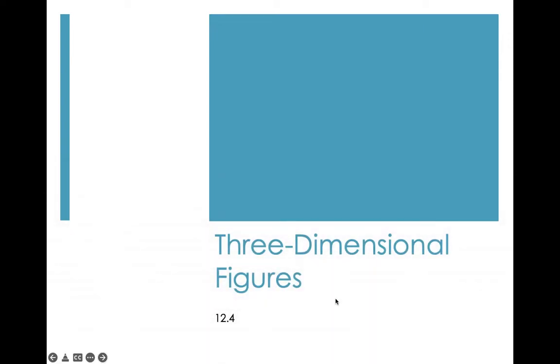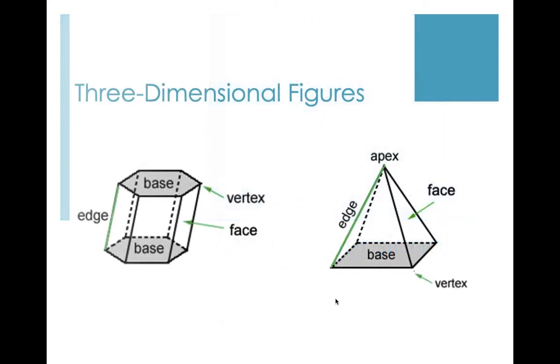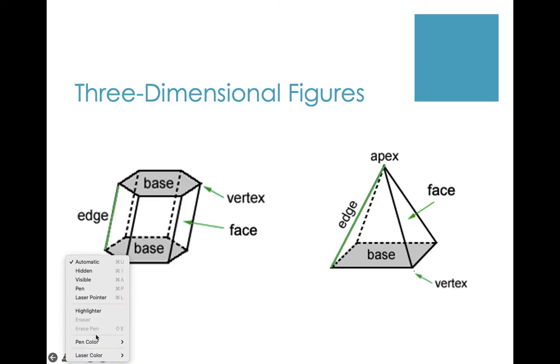In this video, we are going to discuss three-dimensional figures. The three-dimensional figures that we are going to look at mostly involve what are called prisms and pyramids. These are just two examples of the types of three-dimensional figures that we are going to be studying in this section.